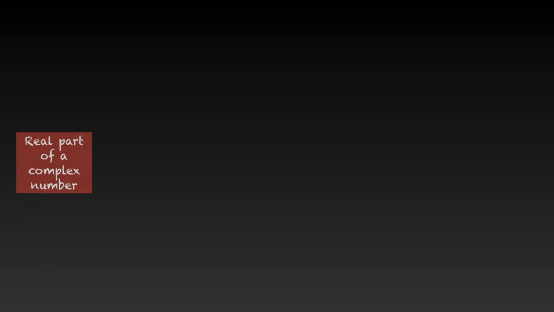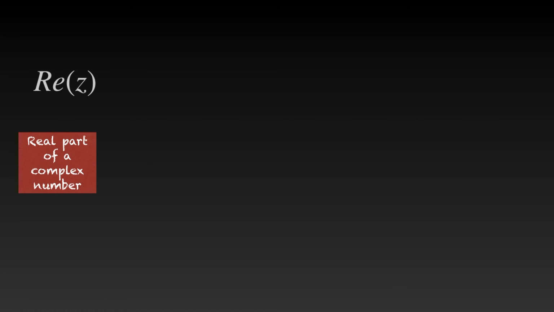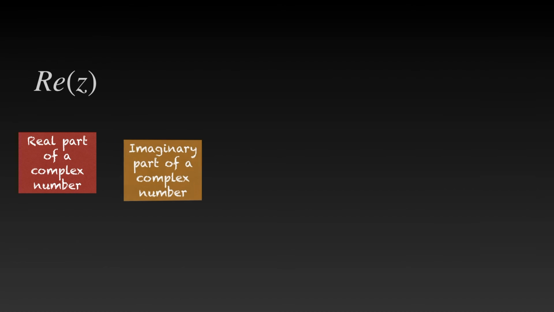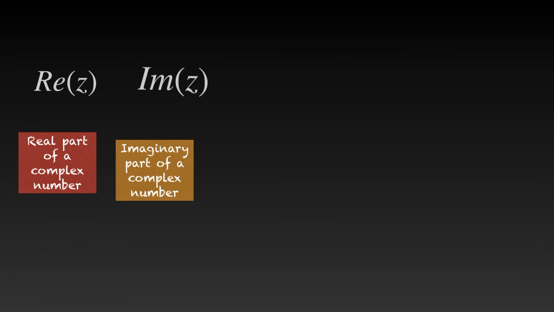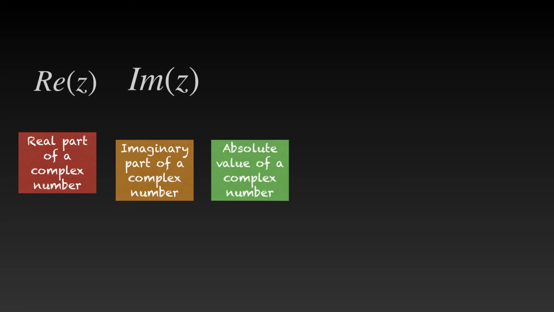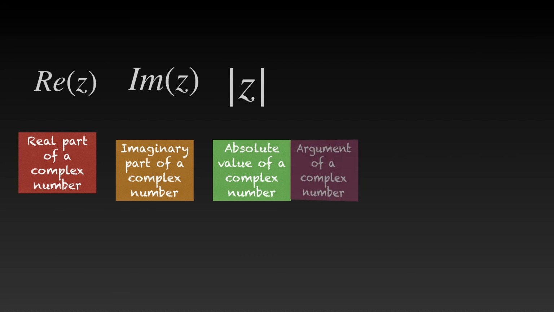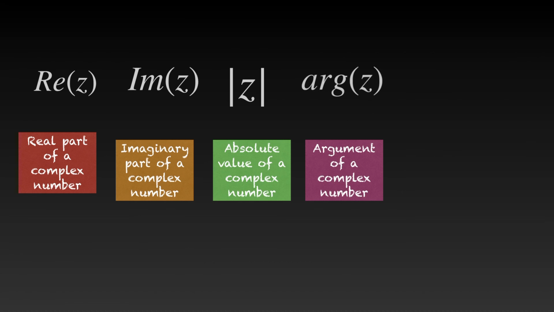In mathematics or in calculus, the real part of a complex number is represented by this symbol Re and z in round brackets. The imaginary part of a complex number is represented by this symbol Im and z in round brackets. The absolute value of a complex number is represented by z enclosed in these two bars. The argument of a complex number is represented by small letters arg and z in round brackets.